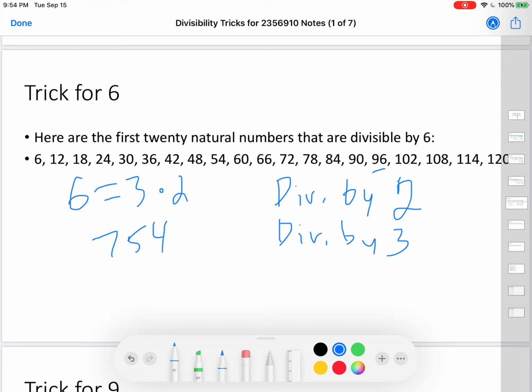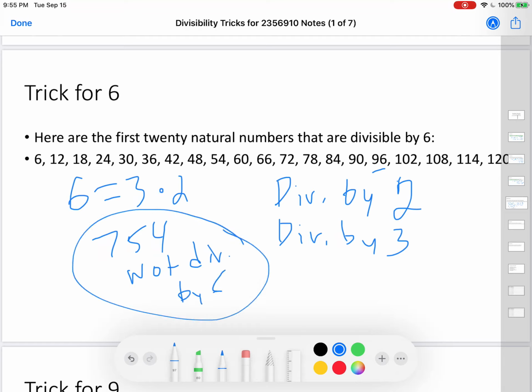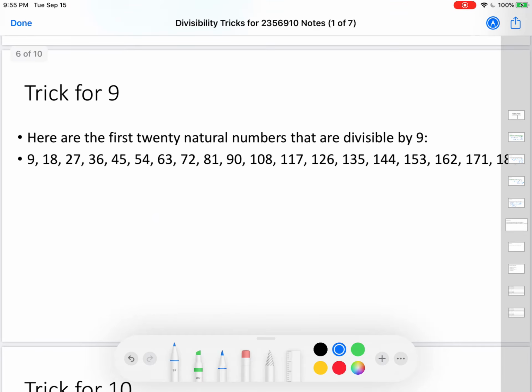Let's try our number 754. It ends in a 4, so it's divisible by 2. 7 plus 5 is 12, plus 4 is 16. That's not divisible by 3, so it's not divisible by 6. Because it was divisible by 2, but it was not divisible by 3. Let's try 9. Well, the ones place doesn't work. As you can see, it pretty much covers every single possible number, 0, 1, 2, 3, 4, 5, all the way up to 10, all the way up to 0 again.